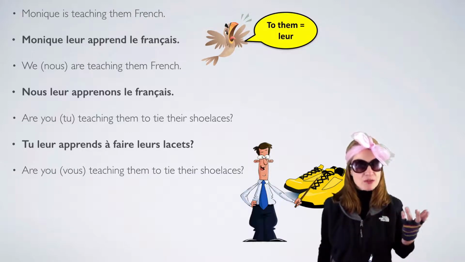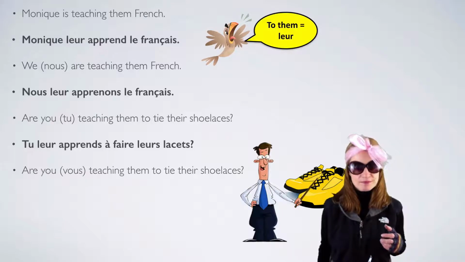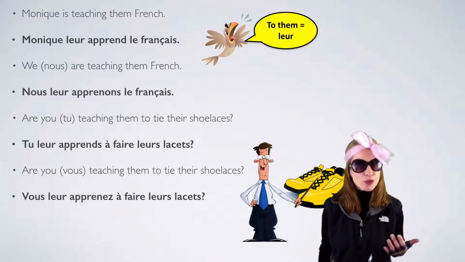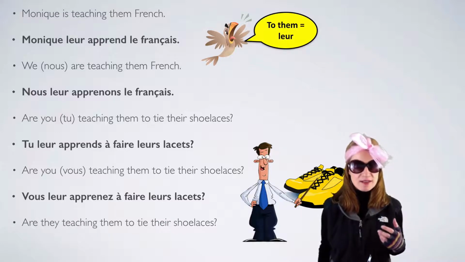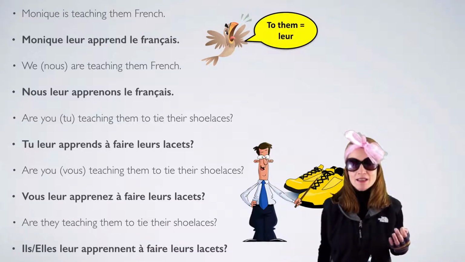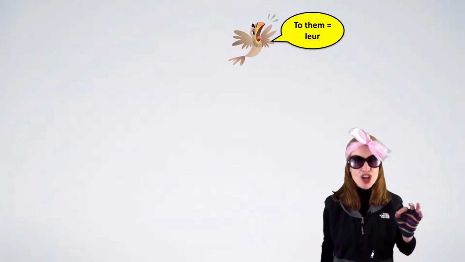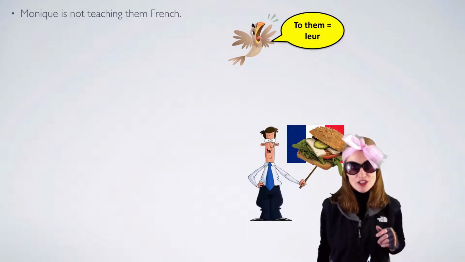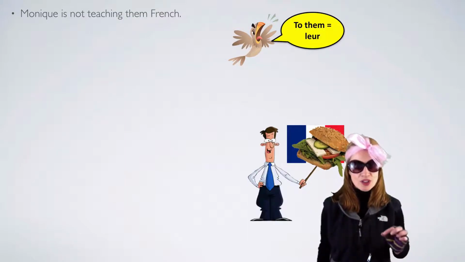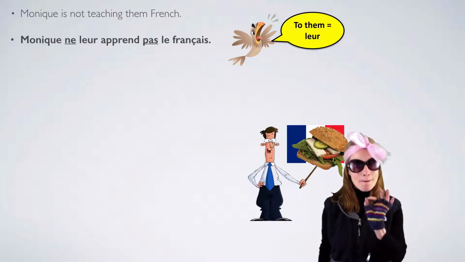Using vous. Are you teaching them to tie their shoelaces? Vous leur apprenez à faire leurs lacets? Are they teaching them to tie their shoelaces? Ils ou elles leur apprennent à faire leurs lacets? Okay, to them is leur. Monique is not teaching them French. Pronouns go in the sandwich, the negative sandwich, before the verb. Monique ne leur apprend pas le français.